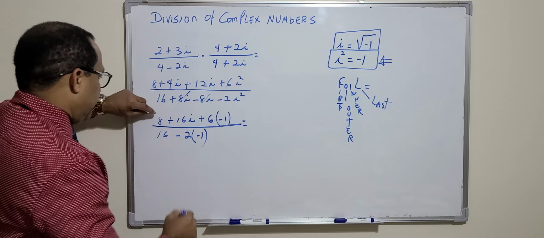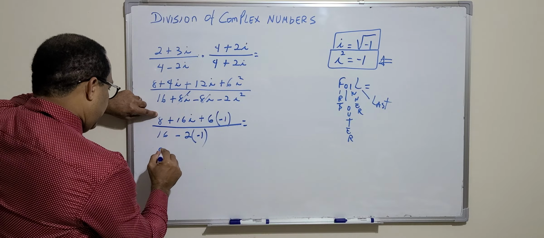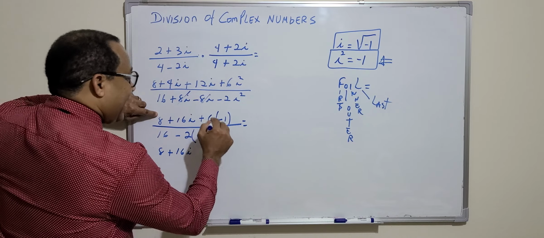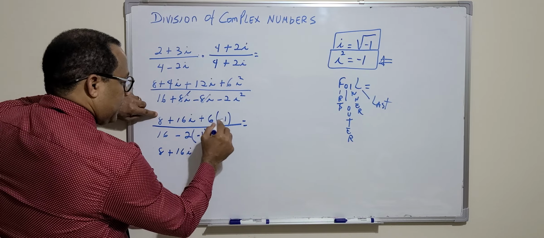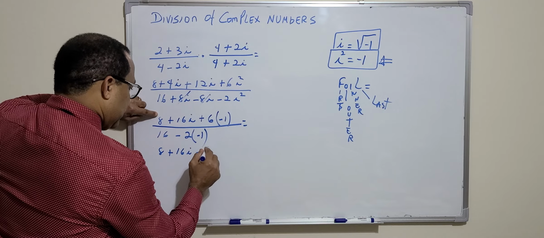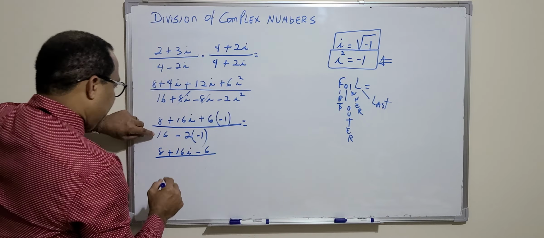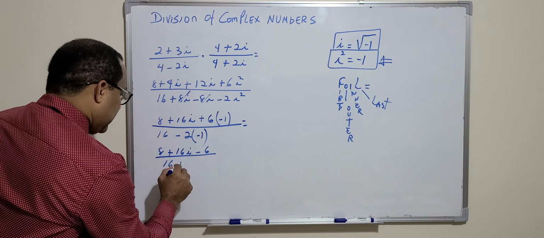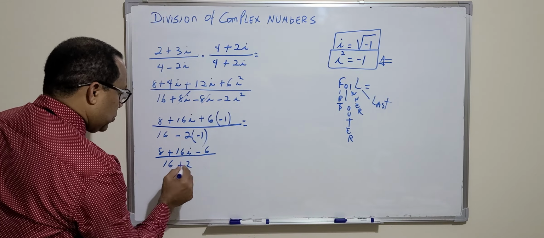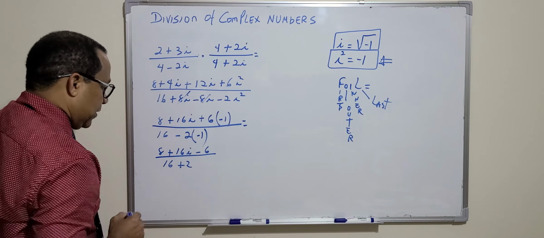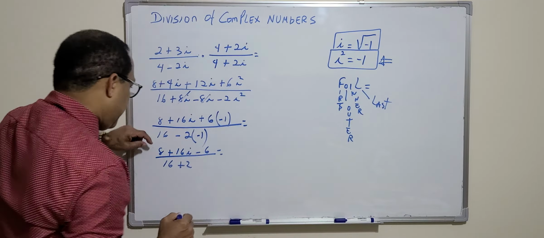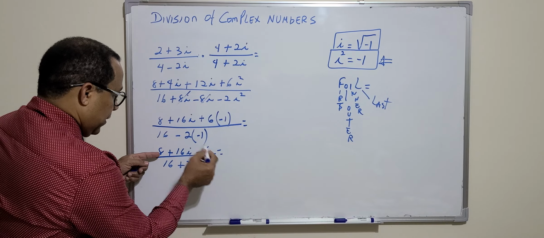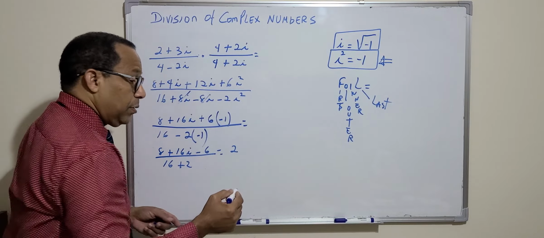I'm going to solve. We have 8 plus 16i, positive 6 times negative 1. Positive times negative is negative. 6 times 1 is 6. Over 16. Negative 2 times negative 1 is positive 2, because 2 times 1 is 2, and negative times negative is positive. And the result will be the like terms again. They are 8 and minus 6. 8 minus 6 is 2.